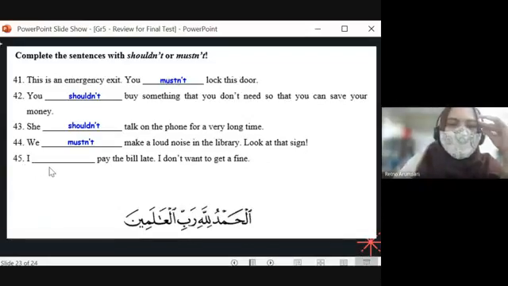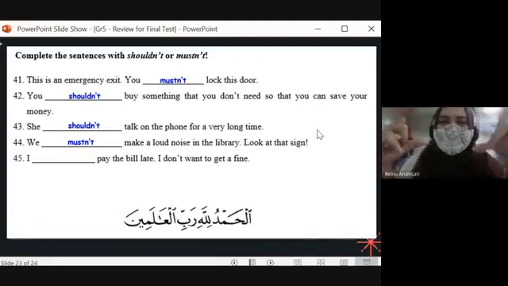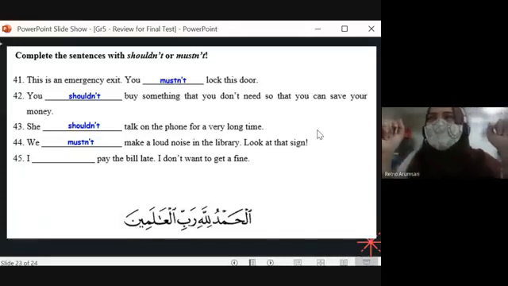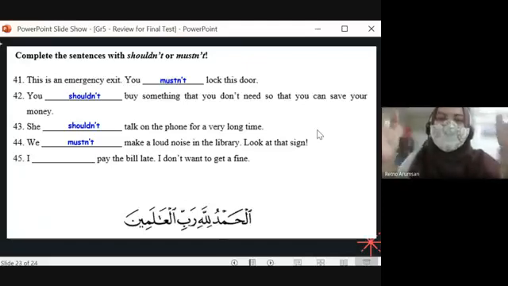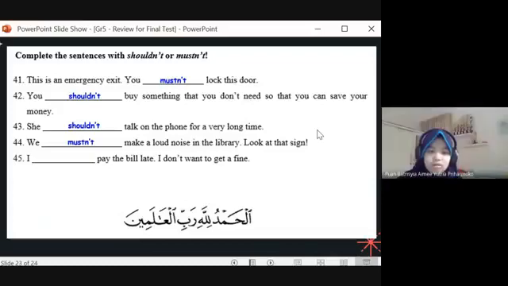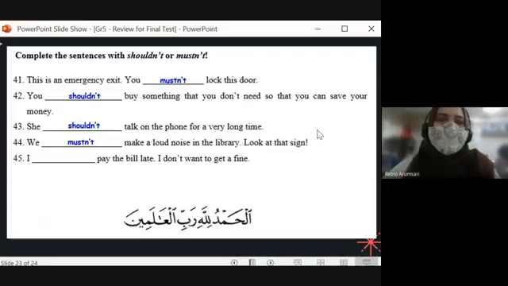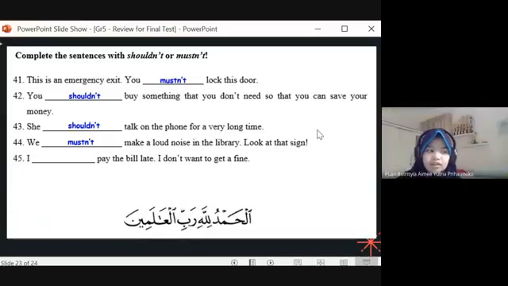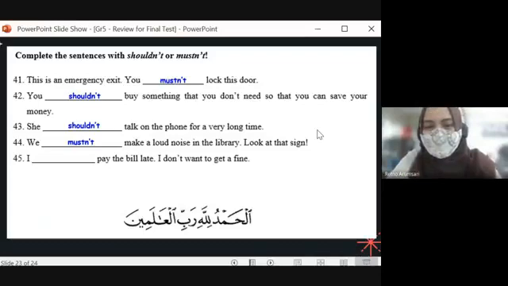Now, number 45. I mustn't pay the bill late. I don't want to get a fine. What is a fine? A fine is some money that you need to pay. It's like a penalty. If you do something wrong, you will have to pay some money. Like if you pay the bill late, you will get a penalty.